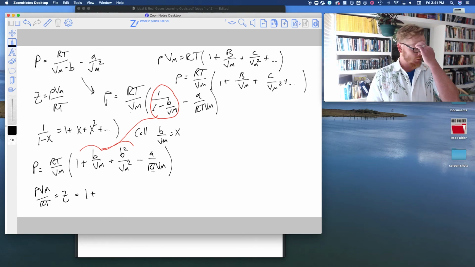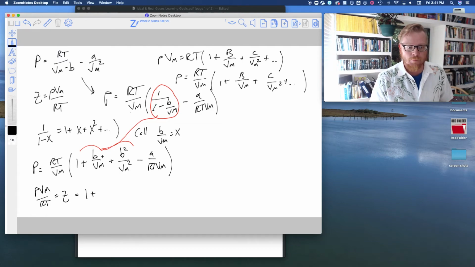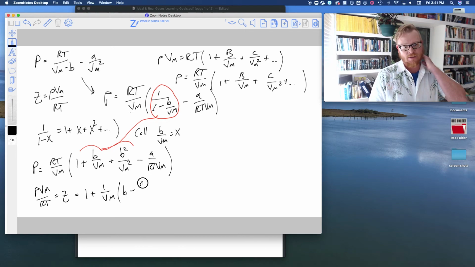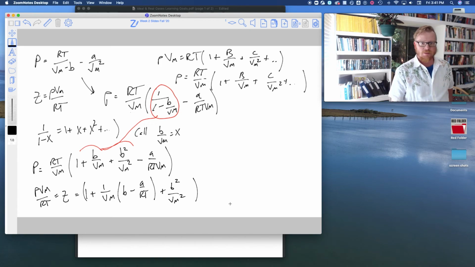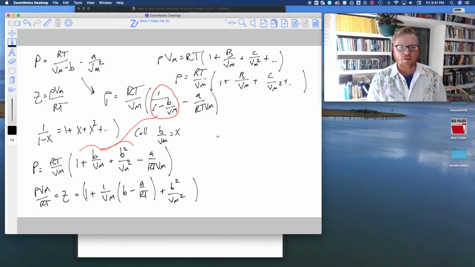But now let's combine some like terms. I have a 1 over Vm, right? So I'll say 1 over Vm, and I factored that out of that b, and I factored that out of that minus a over RT. Beautiful. And then now I just have this 1 plus b squared over Vm squared. And that's my entire situation. And now, if you can figure out what is going on with my notes here, we have it. Look, Z equals 1 plus 1 over Vm times the quantity b minus a over RT, plus b squared over Vm squared. Check this magic out, you guys.